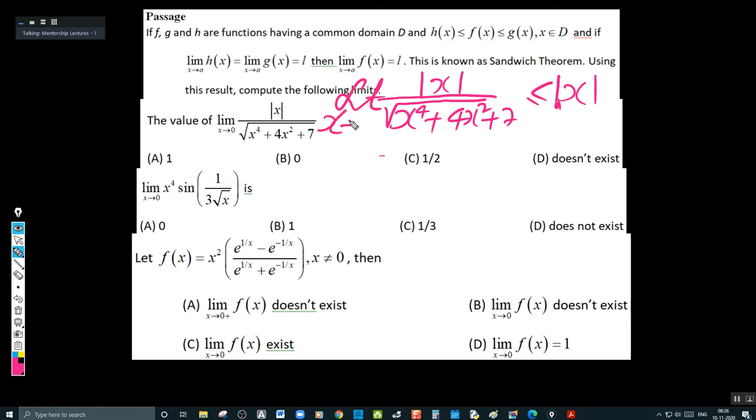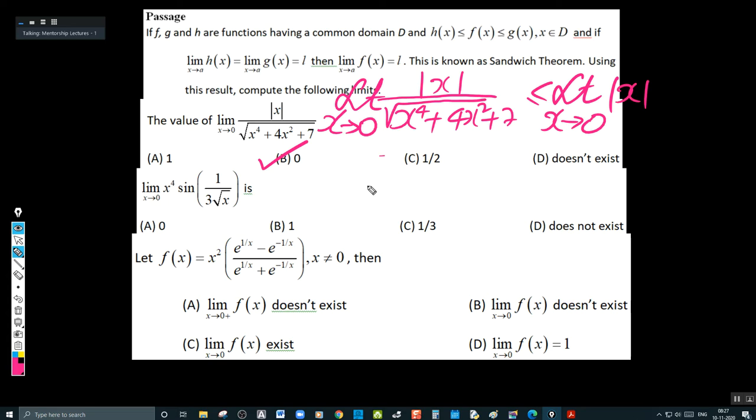Limit of that function as x tends to 0 is, I can say, limit of mod x as x tends to 0. What is its value? Limit mod x as x tends to 0 is 0. So your answer must be B. That's it.